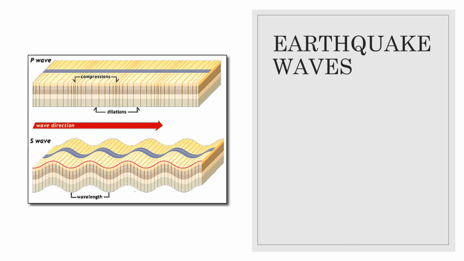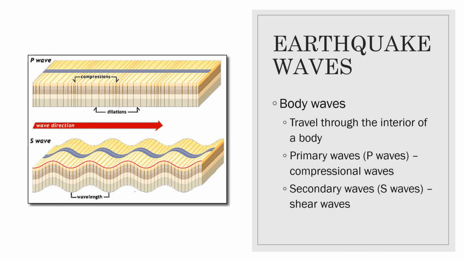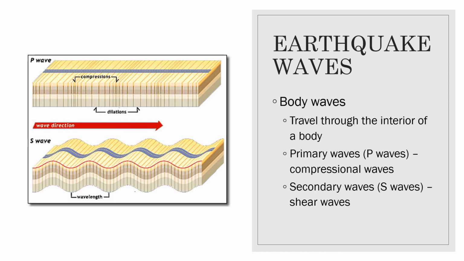Okay, so next we move on to earthquake waves. We have two types: body waves and surface waves. Body waves are waves that travel through the interior of a body, such as Earth's inner layers. There are two types of body waves that are distinguished by their effect on their medium as they propagate.